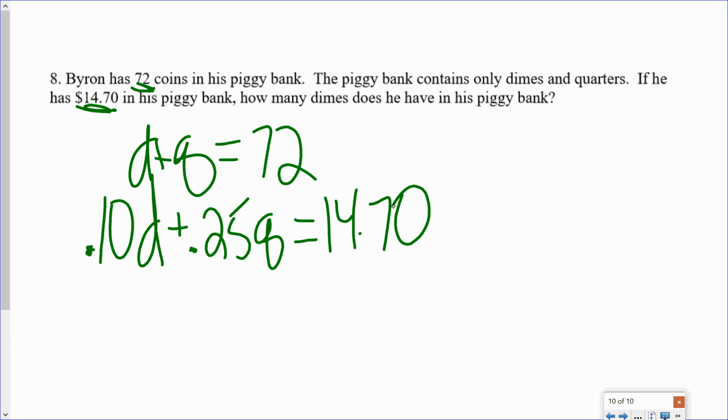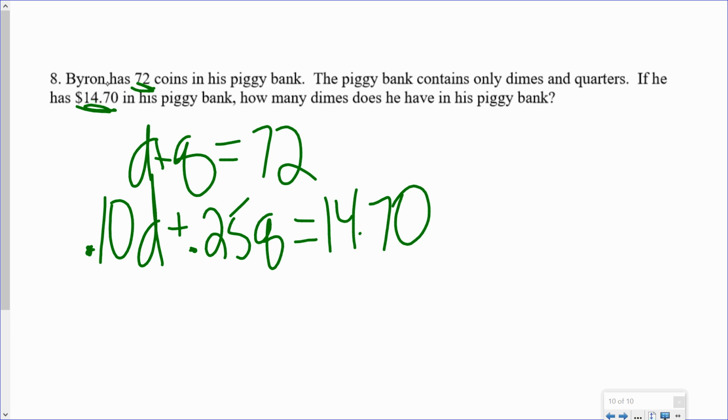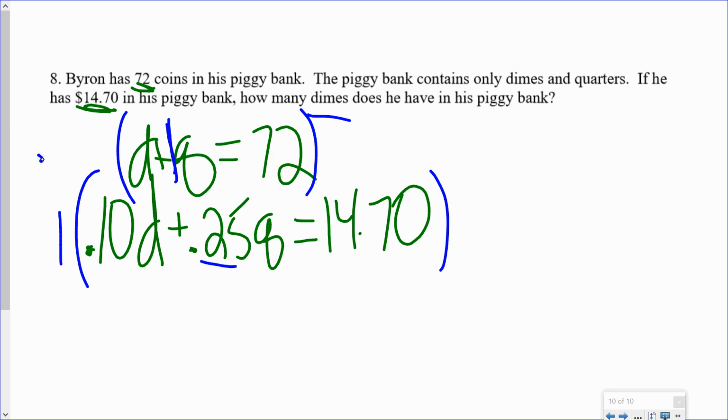Now that I have my system set up, I can solve it. It's asking for how many dimes, so it would be easiest to get the quarters to cancel. One's on top for the quarter, so one goes on bottom. 0.25 goes on top. Are the signs the same or different? They're the same, so I have to make one of them negative. So I multiply everything through.